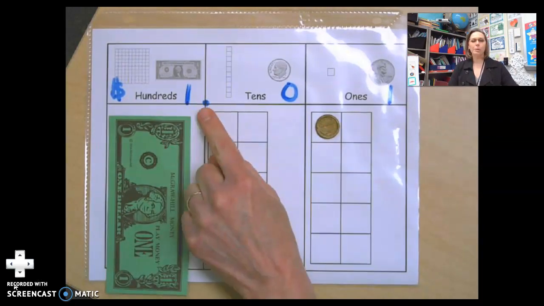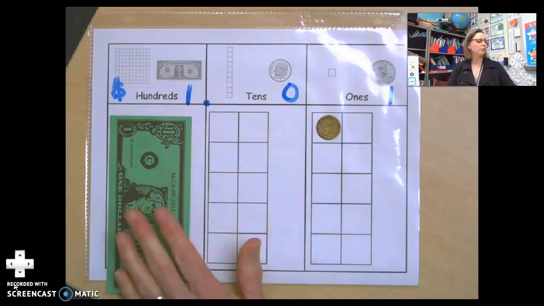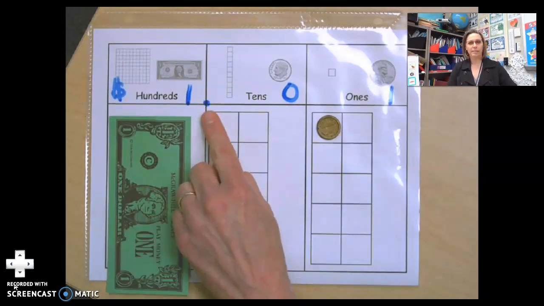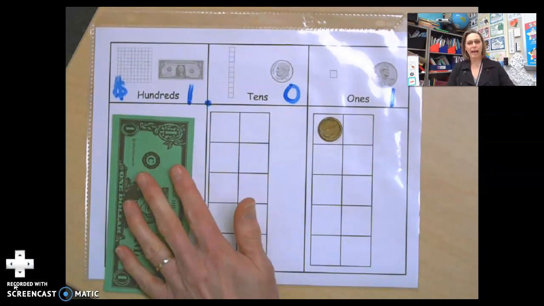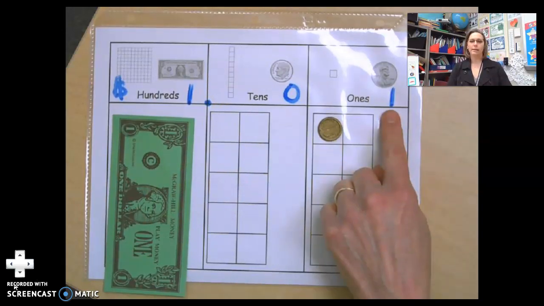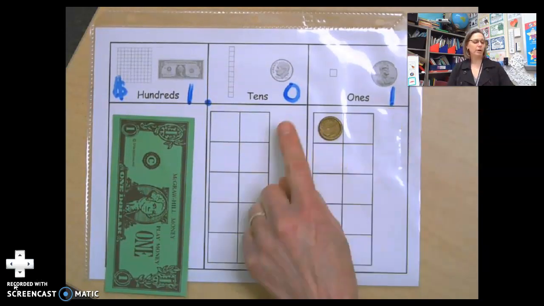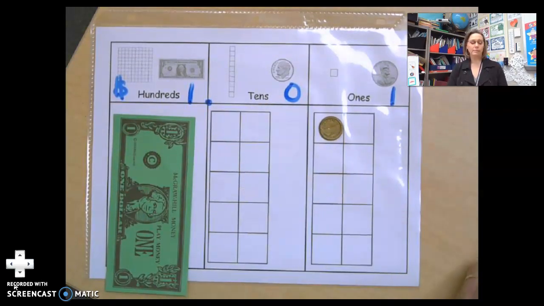$1.01. Remember how I told you that little decimal was going to mean "and"? I think I said that to you guys earlier. The decimal does mean "and." It's going to tell us how many cents we have with the dollar. So $1 and what? 1 cent. We have 0 here and 1 here. So we just have "and 1 cent." That's what it is. $1 and 1 cent.